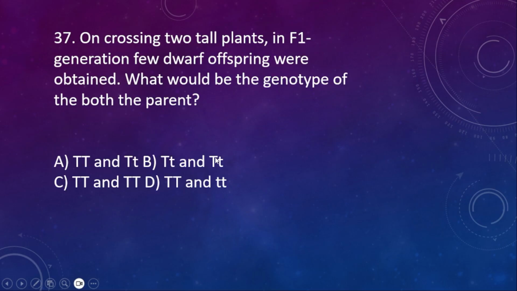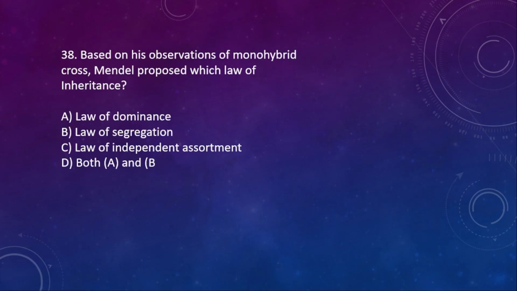Next, 37. On crossing two tall plants in the F1 generation, a few dwarf offspring were obtained. What would be the genotype of both parents? Here the right option is option B, capital T small t and capital T small t.